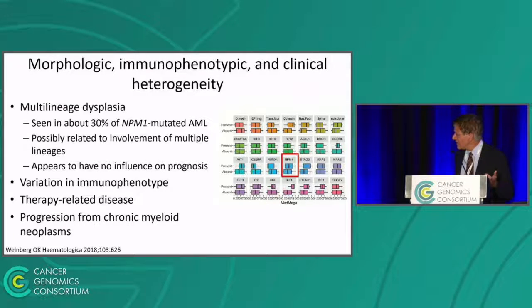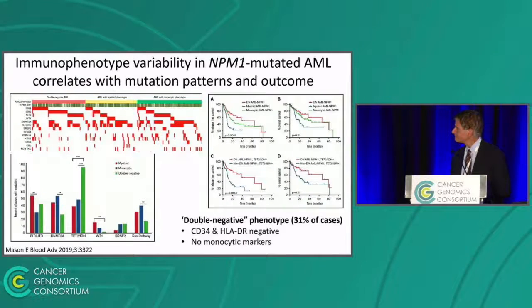There can also be variation in immunophenotype. We can see it sometimes in therapy-related disease, and it can sometimes progress from chronic myeloid neoplasm. So I just want to go through these somewhat more unusual presentations.